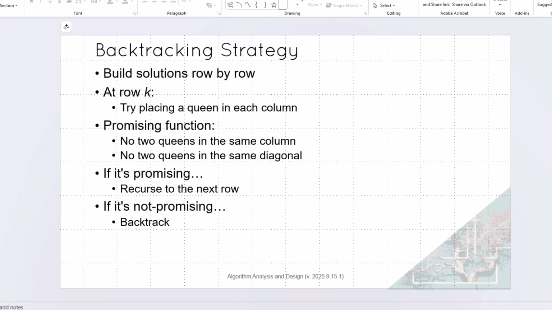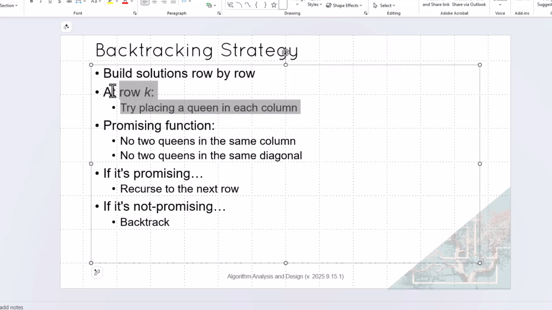Oh joy. Okay. Build solutions row by row. At row K, try placing a queen in each column. The promising function would be no two queens in the same column, no two queens in the same diagonal. So you build in promise by only putting a queen for a given row in a specific column.